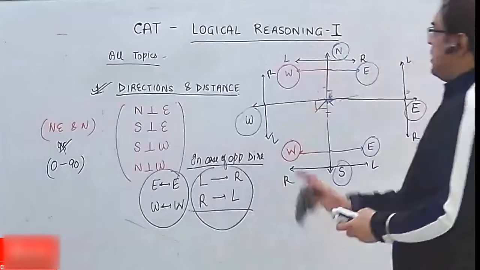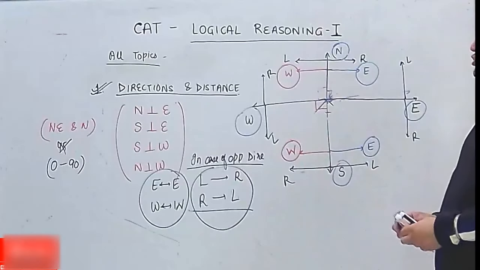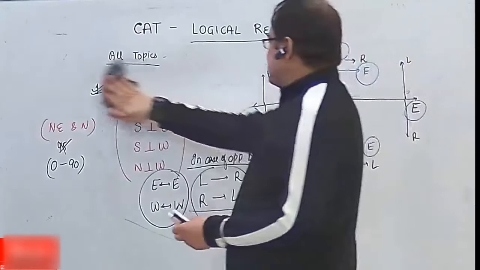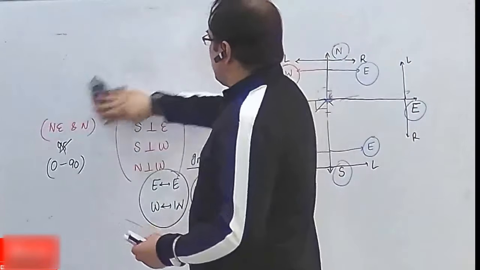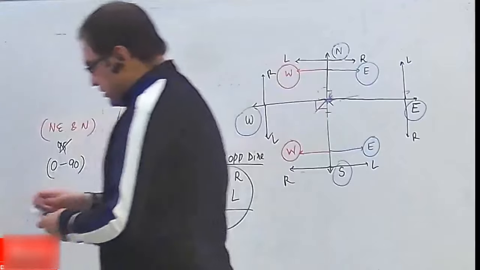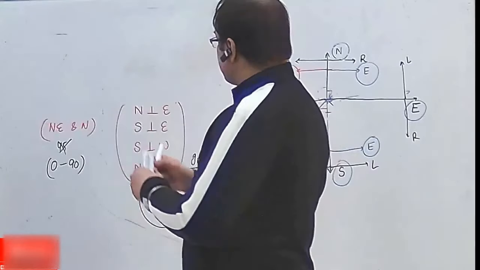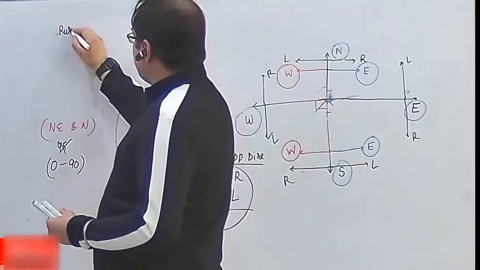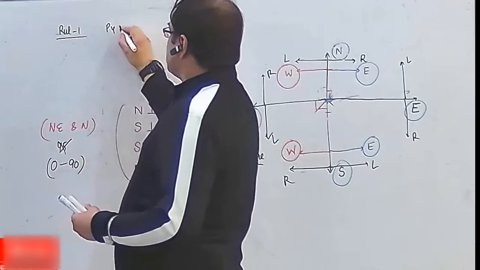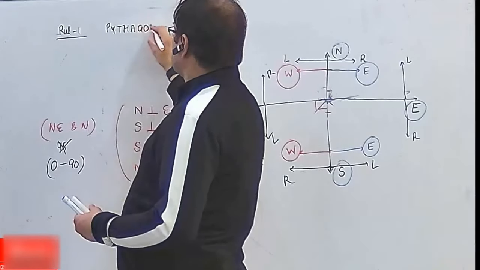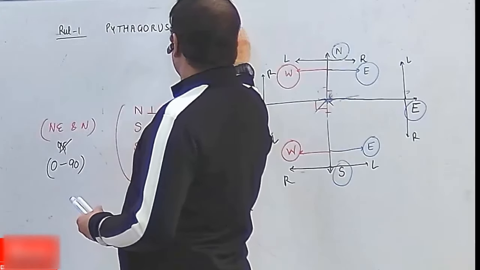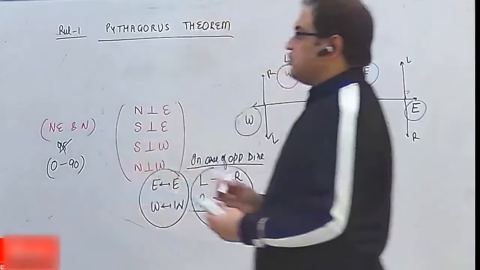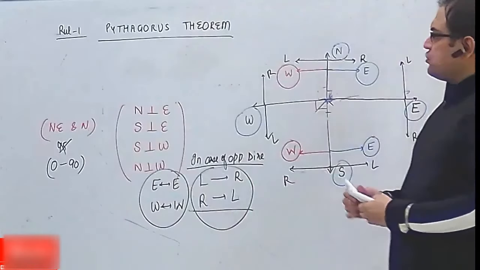So this is basically the directions that we follow. We'll start with the first rule of direction, that is rule number 1. Let's see which is rule number 1. Rule number 1 says Pythagoras theorem, students. Let's write rule number 1. What is basically the Pythagoras theorem?